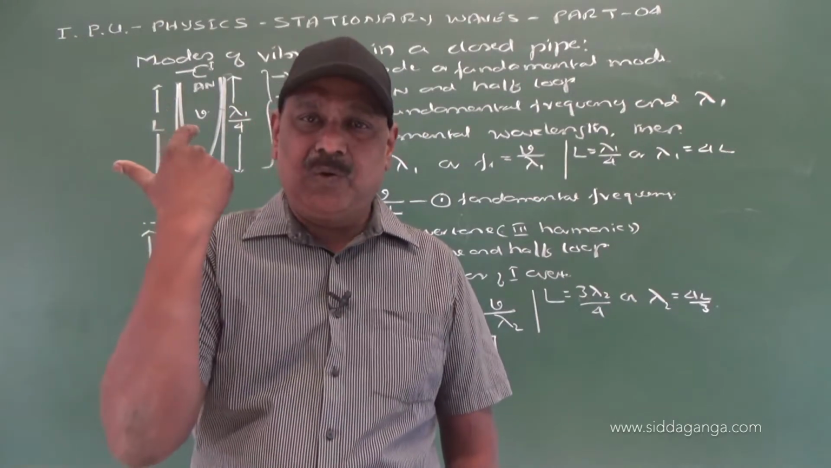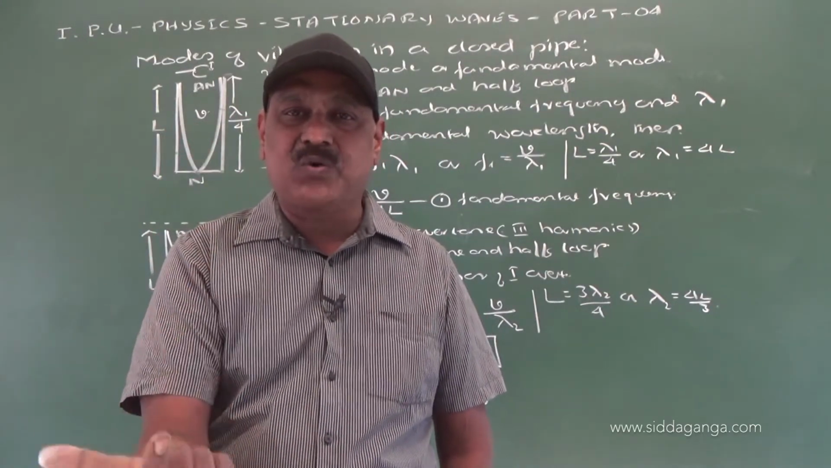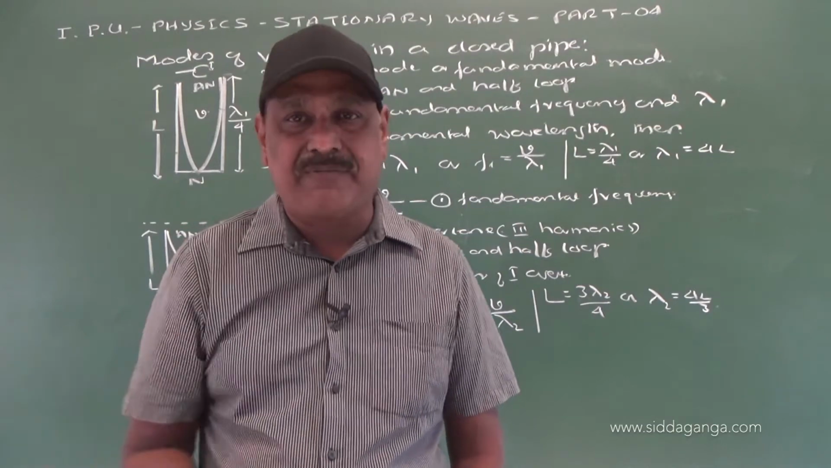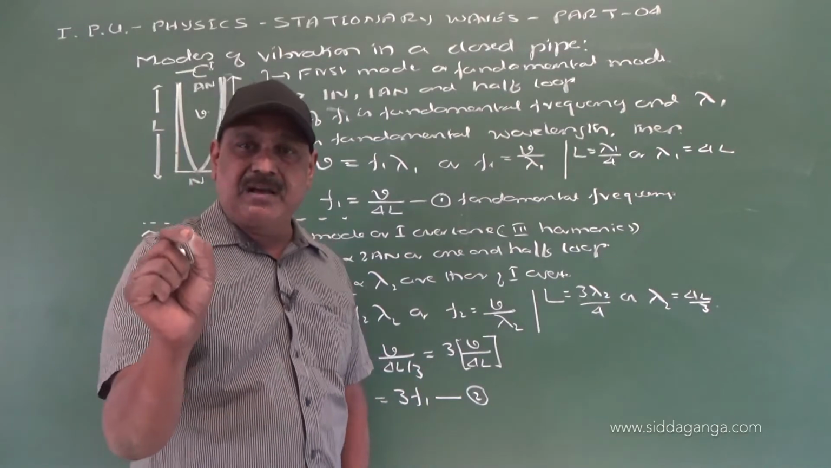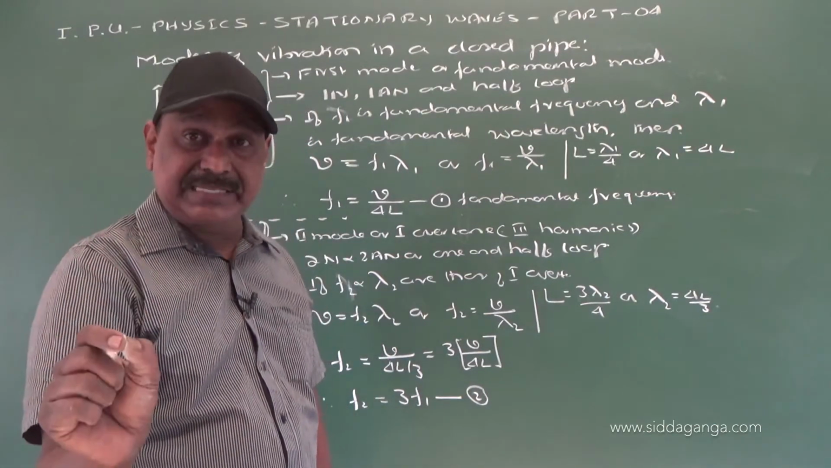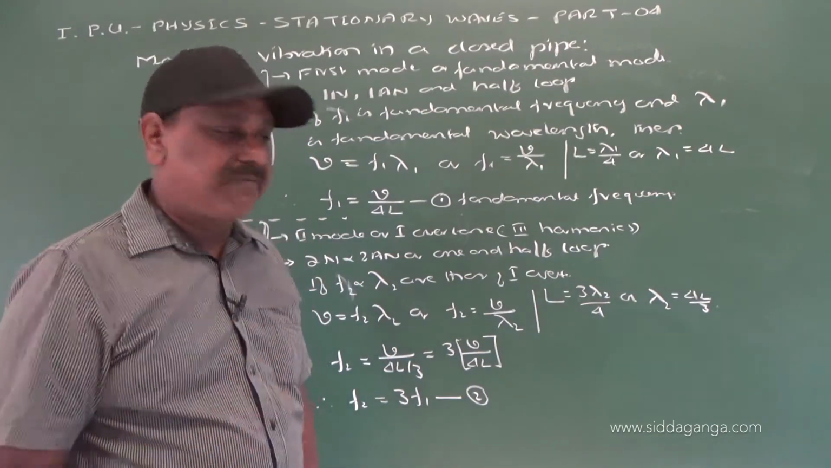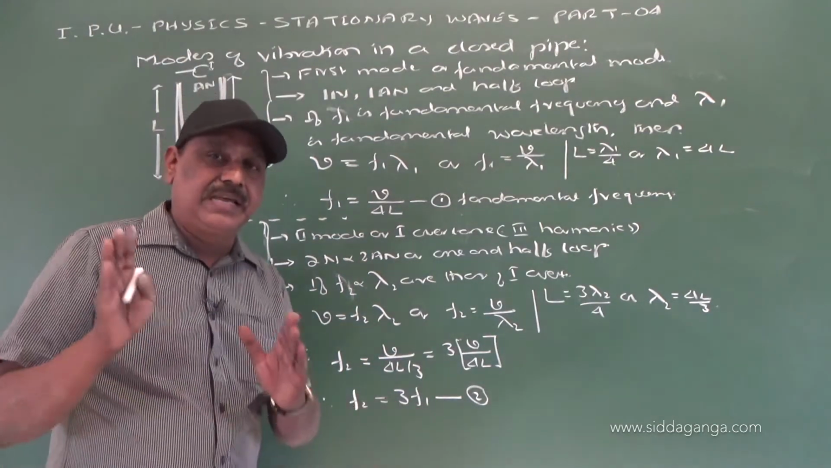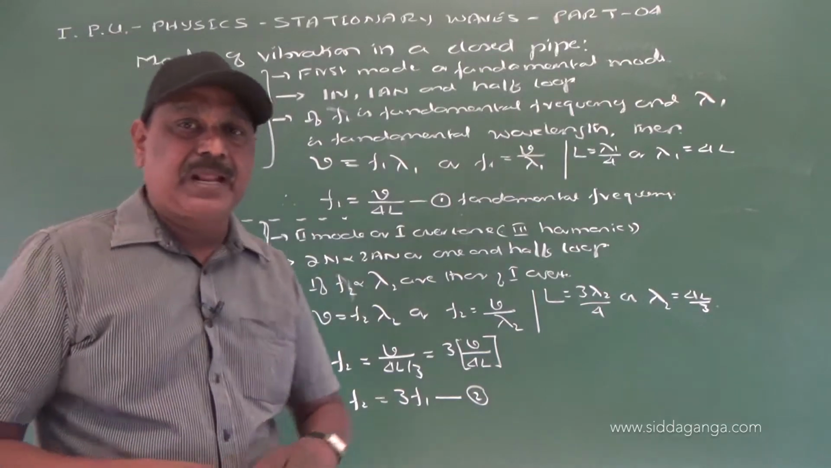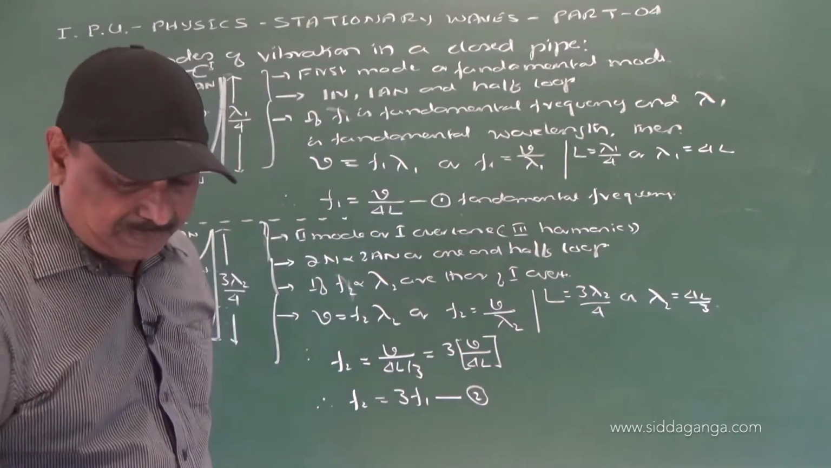That means frequency of first overtone is equal to 2 times the fundamental frequency. But in closed pipe, the frequency of first overtone is 3 times the fundamental frequency. That is the difference you have to note here. That is exactly the difference between, right, open pipe and closed pipe.